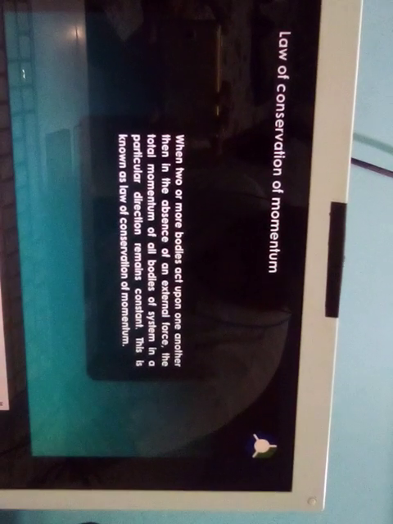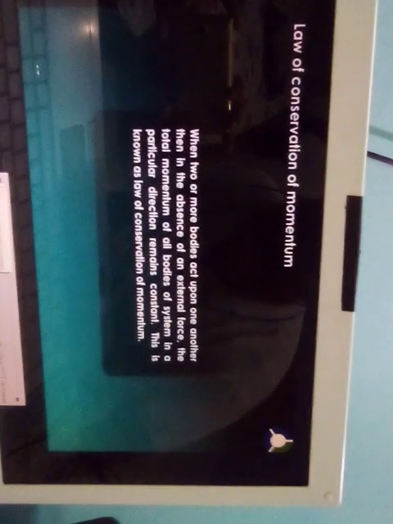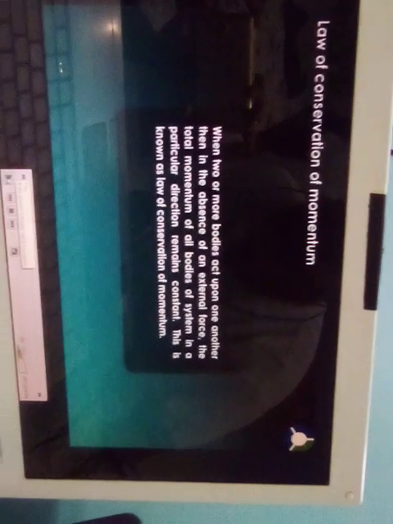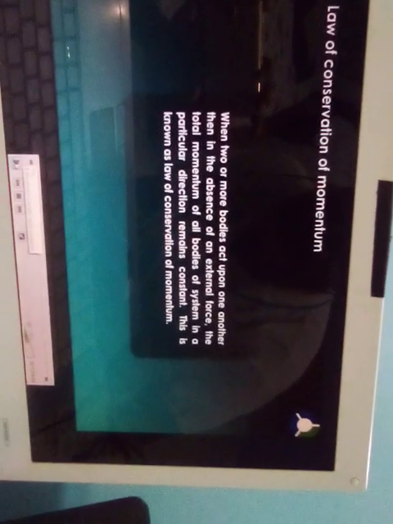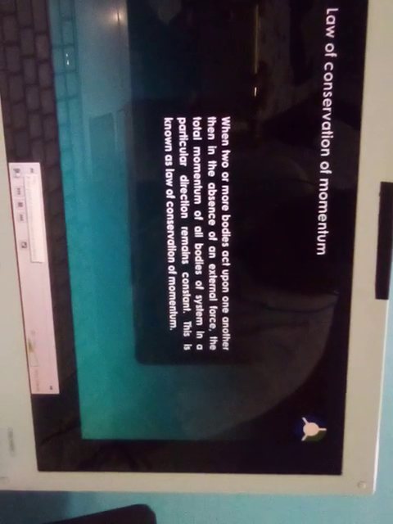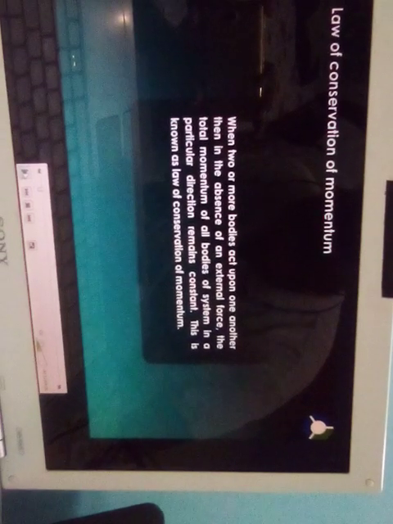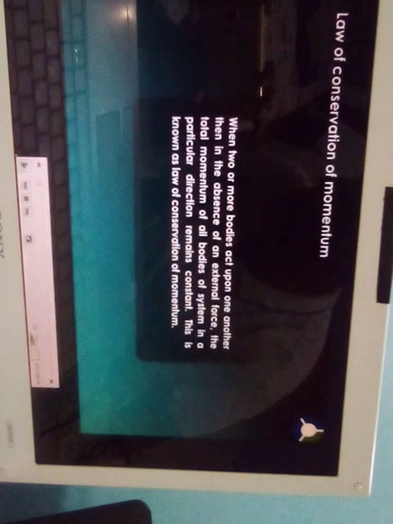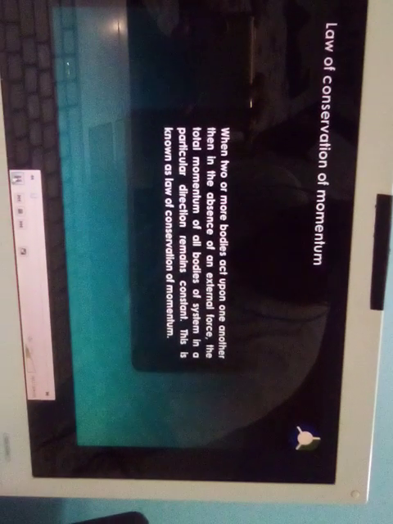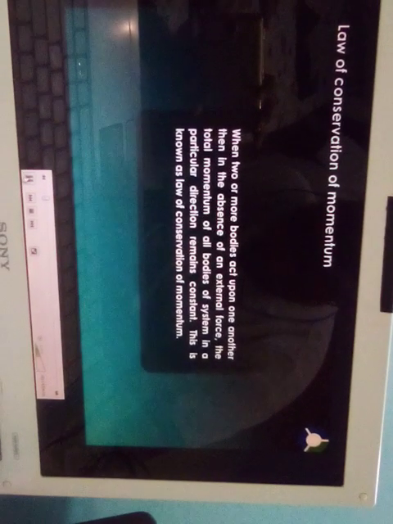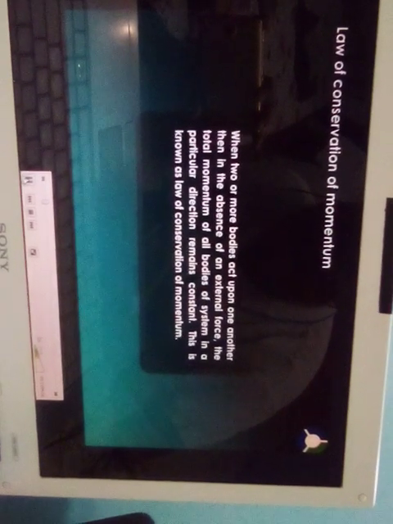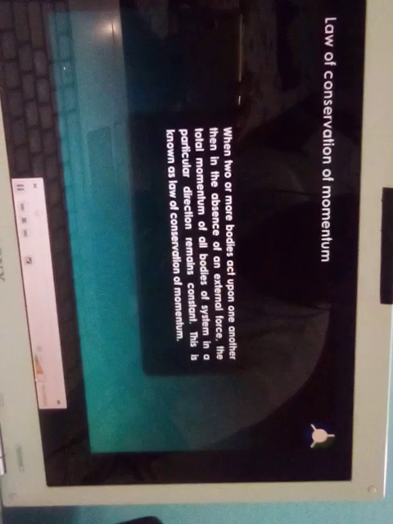Let us see again the law of conservation of momentum. When two or more bodies act upon one another, then in the absence of external force, I mean there is no other force except action-reaction forces, then the total momentum of the bodies in a particular direction will remain the same. This is known as the law of conservation of momentum.